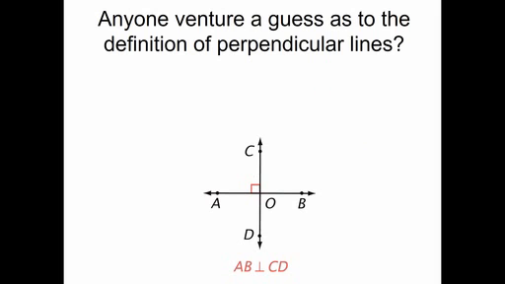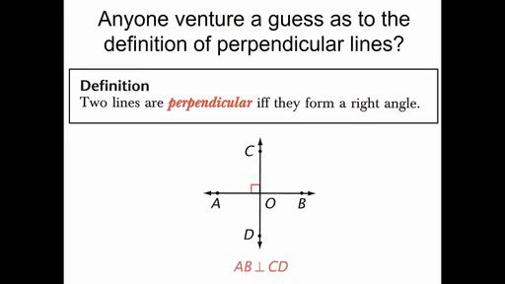Give a shot at coming up with a good geometry definition of perpendicular lines, maybe you've got one. Pause it and give it a try. And if you're back, here is our definition that we're working with. Two lines are perpendicular if and only if they form a right angle. Some emphasis on that idea there. If they form a right angle, that makes lines perpendicular.